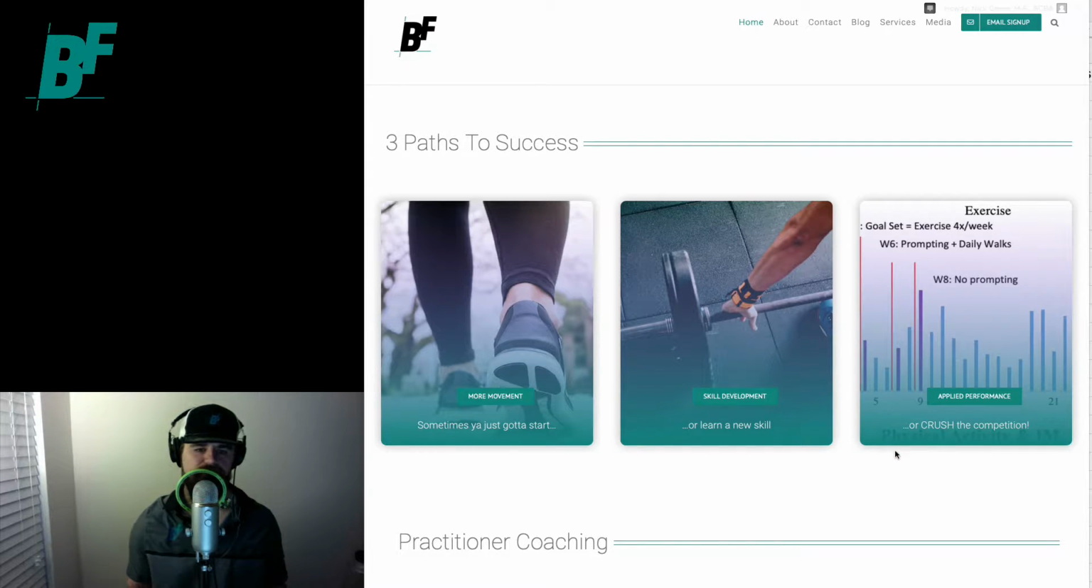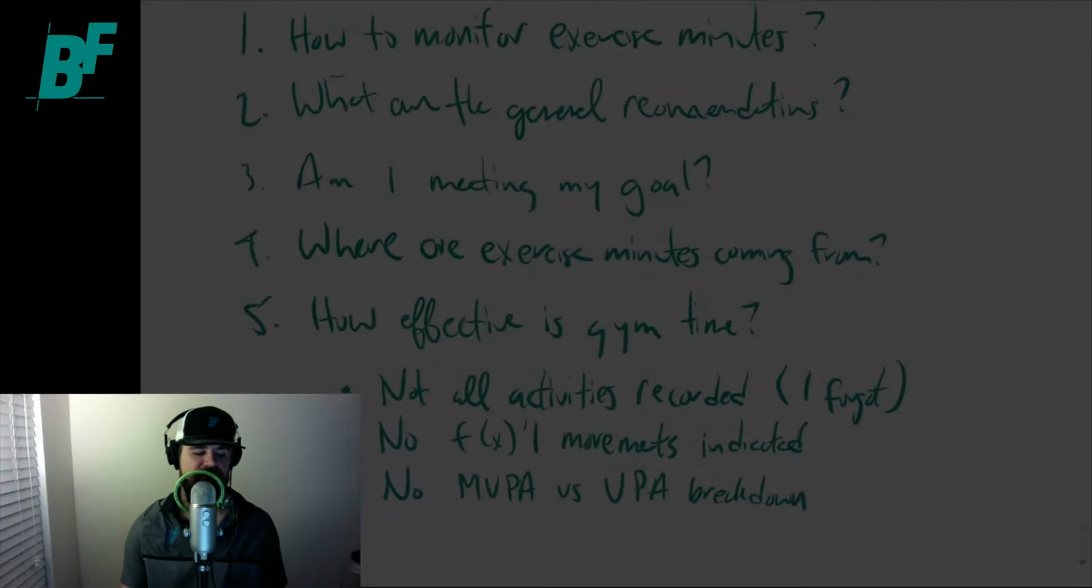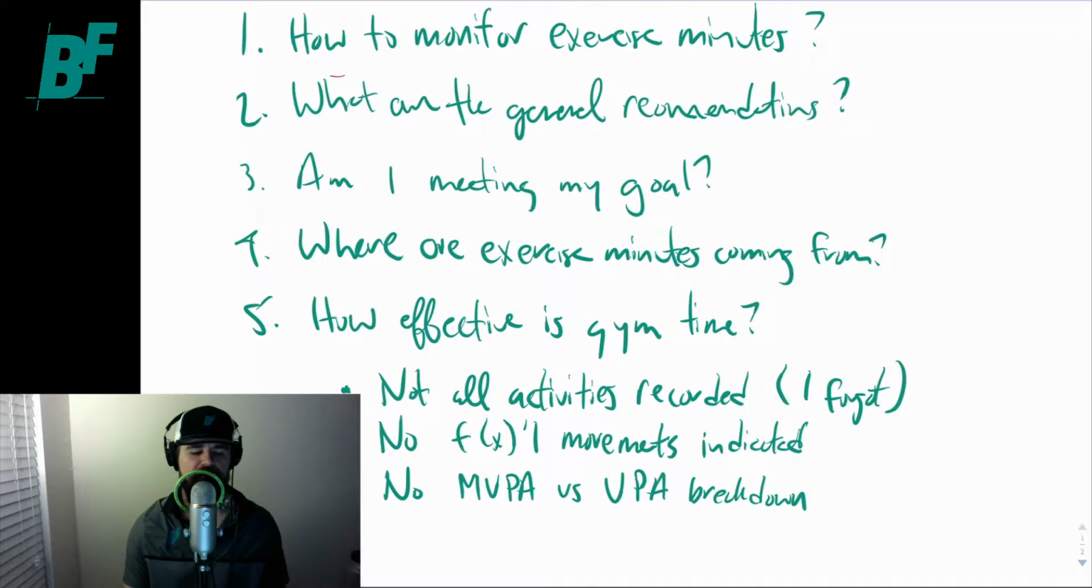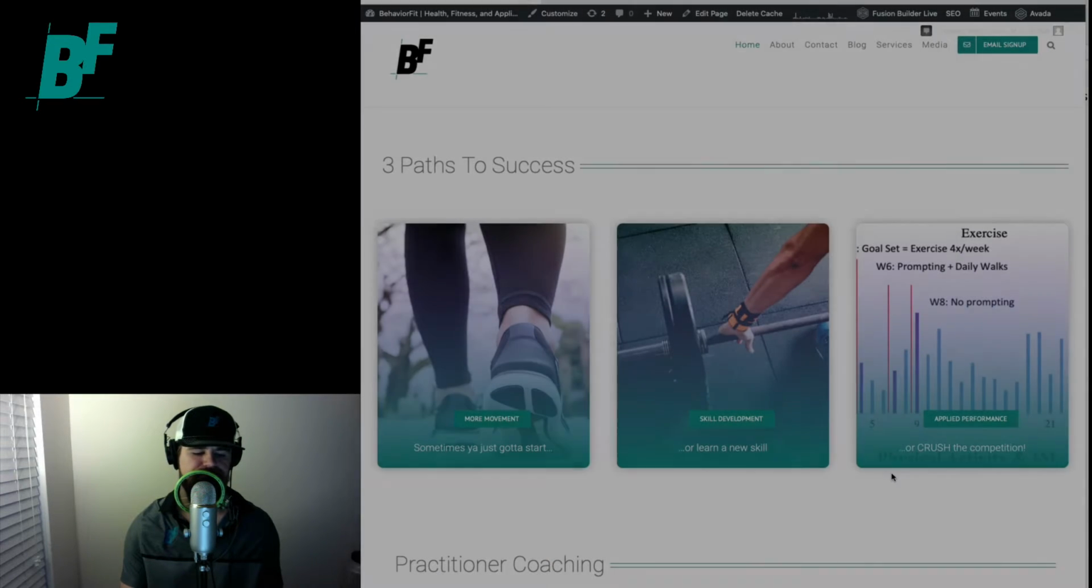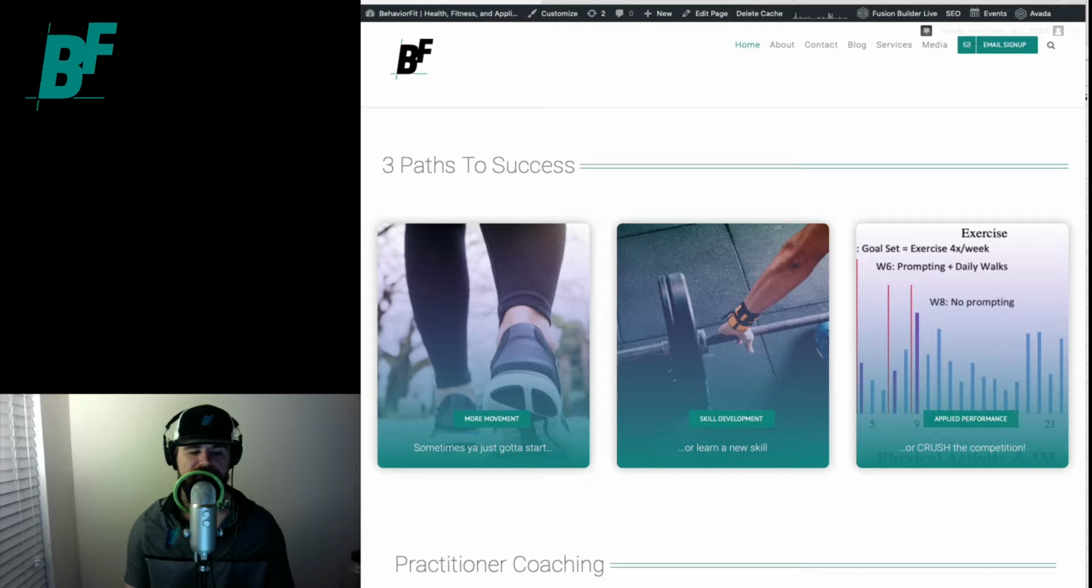Before I move into the data analysis piece, I listed out 5 questions to look at how we need to approach tracking duration, how many minutes we have. First, how do we need to monitor those exercise minutes, and how are we going to easily capture that data? Second, what are the general recommendations? Third, am I meeting my goal? Fourth, where are those exercise minutes coming from? We'll dive into that a little bit. And fifth, how effective is my gym time? I have some caveats here. But question number 1: how to monitor that data.